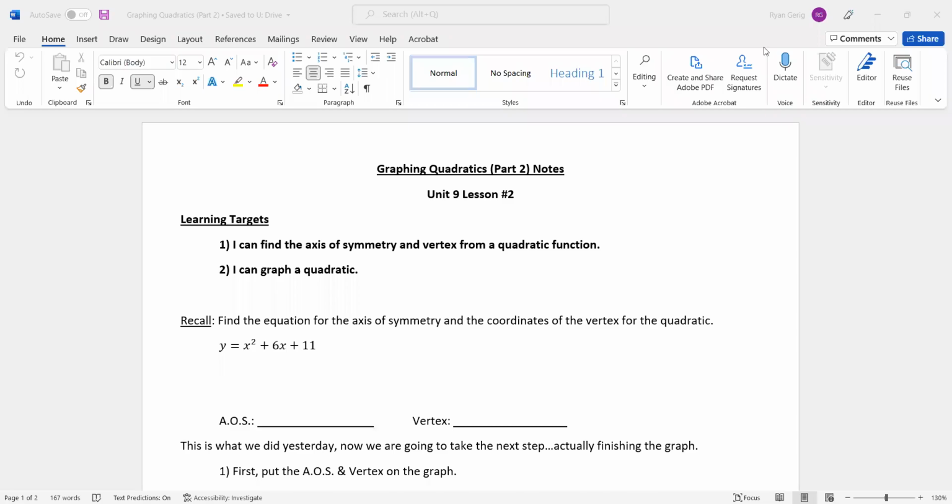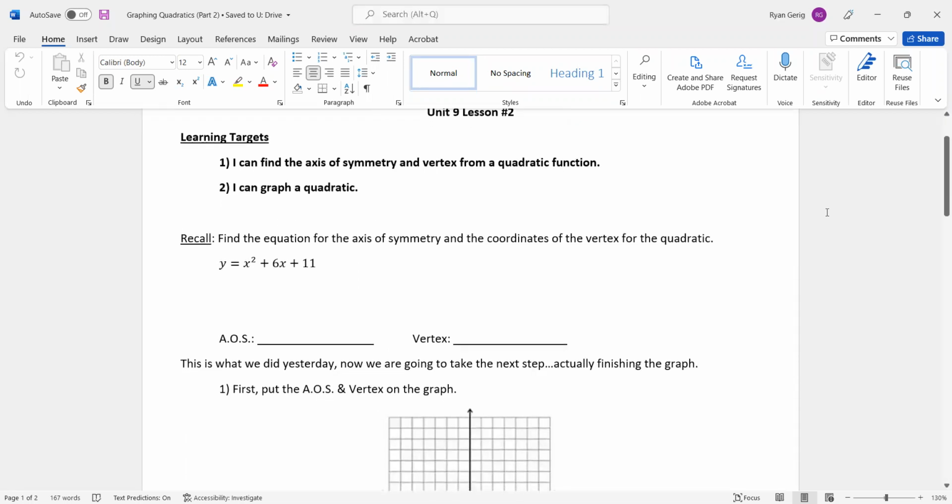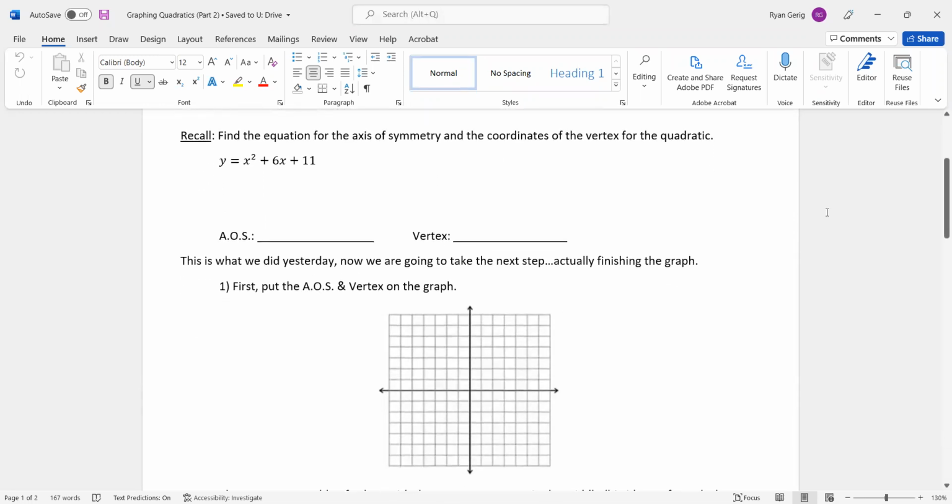All right, here we go with graphing quadratics part 2. So last time we learned how to find the axis of symmetry and vertex. So that's really a continued learning target for this one, and the new one is I can graph a quadratic. So we're going to go all the way this time. From the last lesson, just making sure you remember the equation for the axis of symmetry and the coordinates of the vertex. We're going to find that right away.